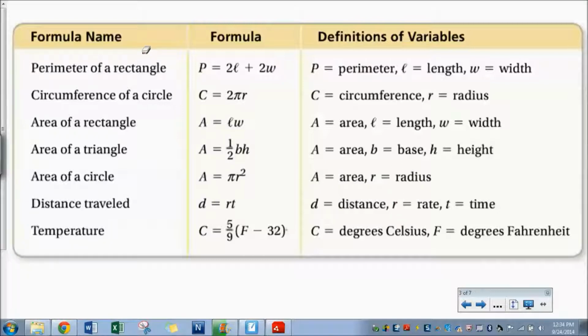So the formulas that you should be familiar with: perimeter of a rectangle, that's the distance around that rectangle. Circumference, that's the distance around the circle, it's like perimeter of a circle. Area of a rectangle, that's probably the first formula that you were ever introduced to. Area of a triangle, area of a circle. The distance formula, you've probably heard that one a lot in science, as you may have heard the temperature formula in science, where you can convert between Celsius and Fahrenheit.